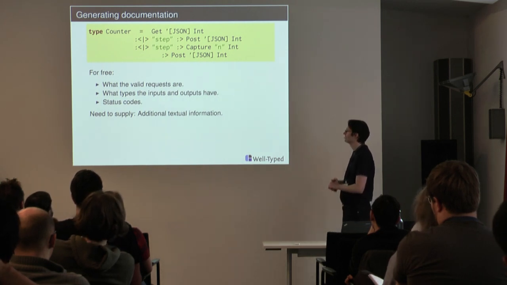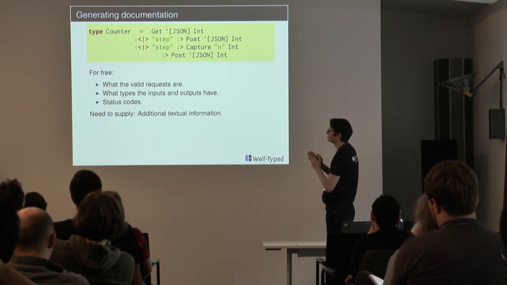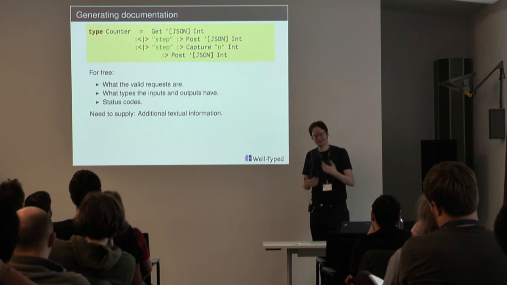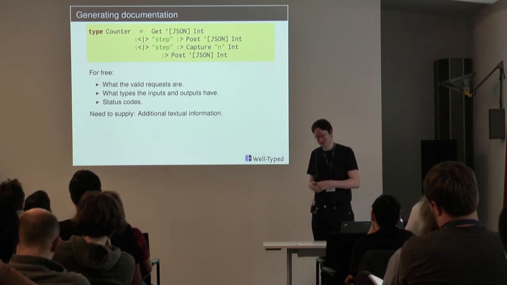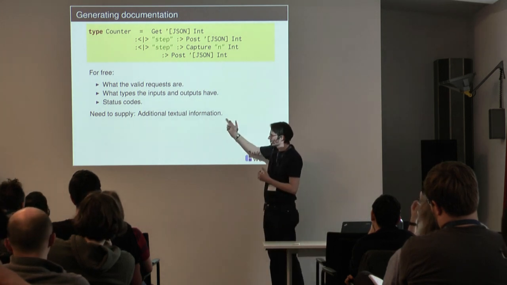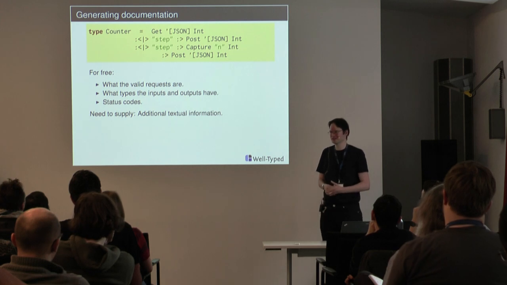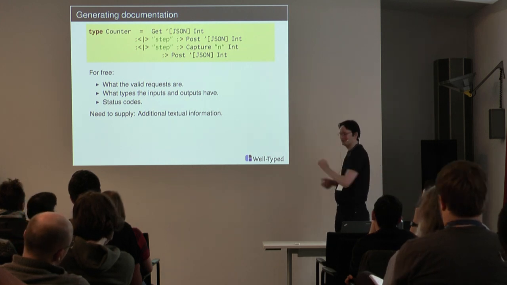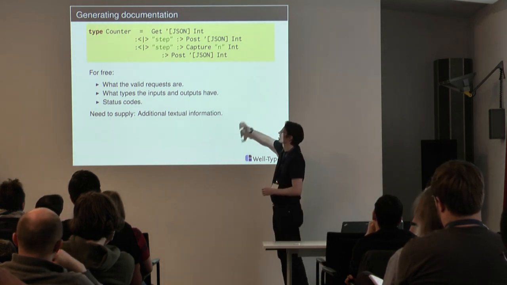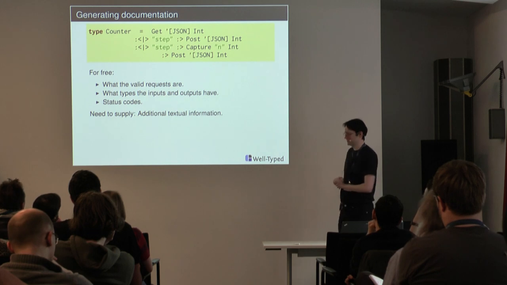Another interesting application is generating documentation. Again, this basically gives you a whole lot of documentation, but not everything. So what you get for free is exactly what the API already specifies: what the valid requests are, what the types of the inputs and outputs are, what the status codes that can be sent are. What you still need, or at least probably want to supply, is additional textual information actually explaining what each of these things do. You might want to attach actual text that says, this is what this thing does. Again, you probably want to attach that in a type-safe way so that you cannot attach documentation to something that doesn't actually exist.